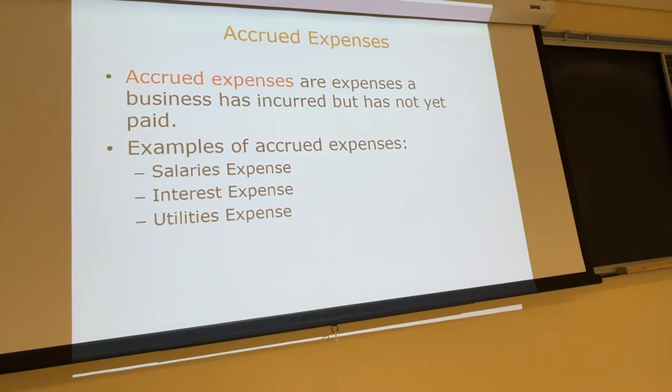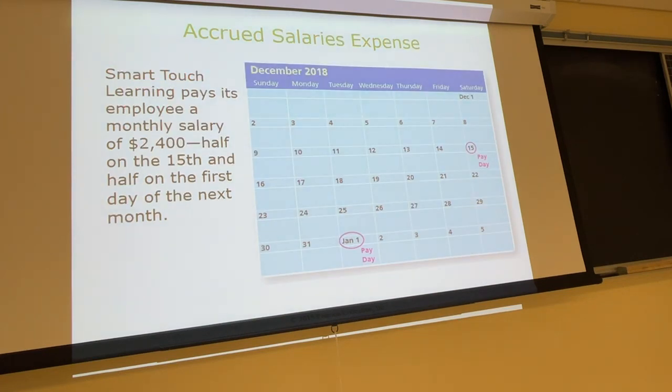Okay, next category is accrued expenses. These are expenses that have been incurred, but they have not been paid for in cash yet. Some typical examples of accrued expenses would be salary expense, interest expense, or utilities expense. Okay, looking at salaries expense, Smart Touch Learning pays its employee a monthly salary of $2,400, half on the 15th of the month and half on the first day of the next month.